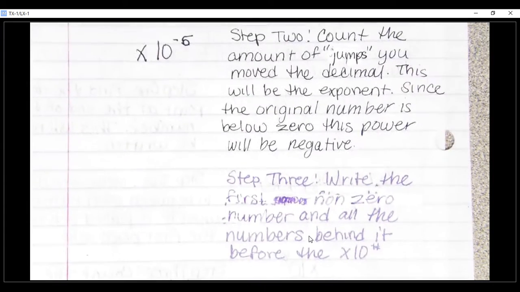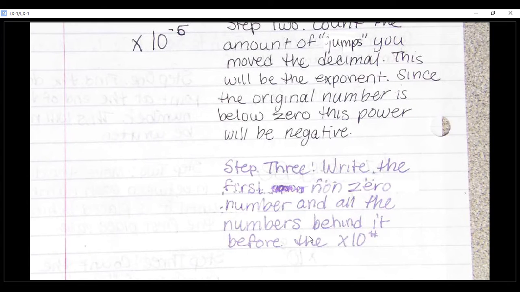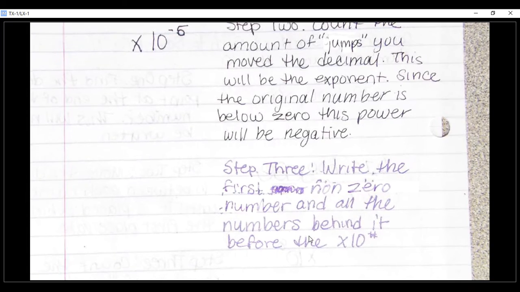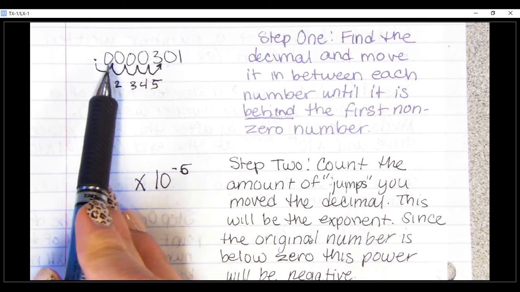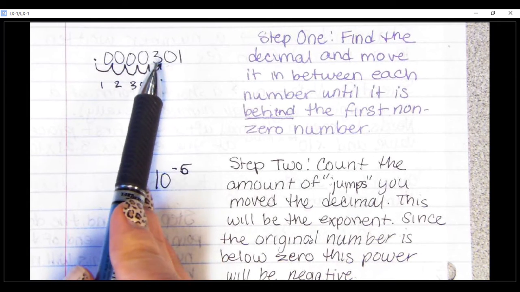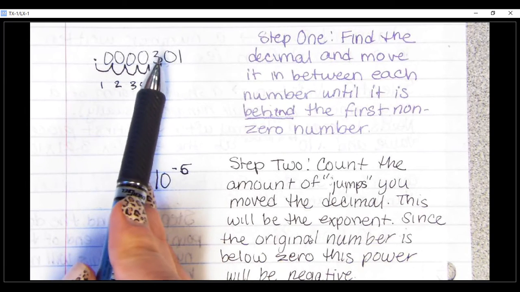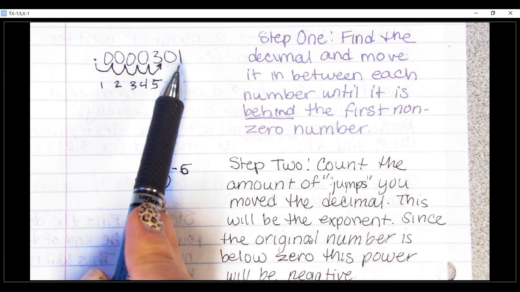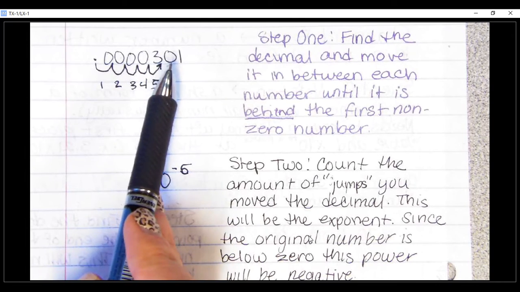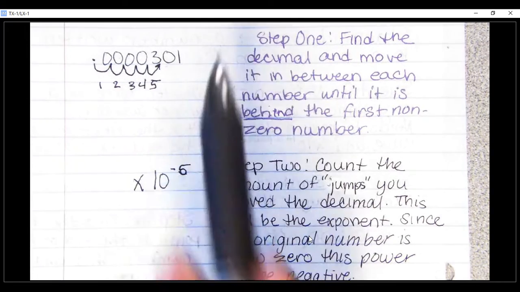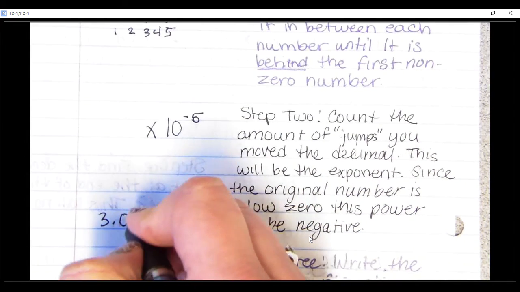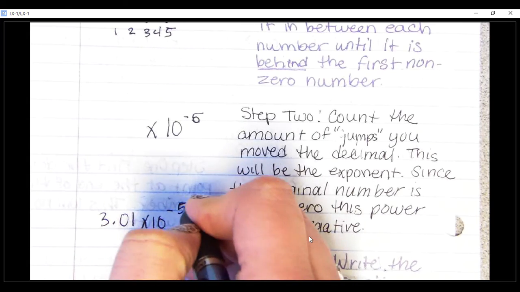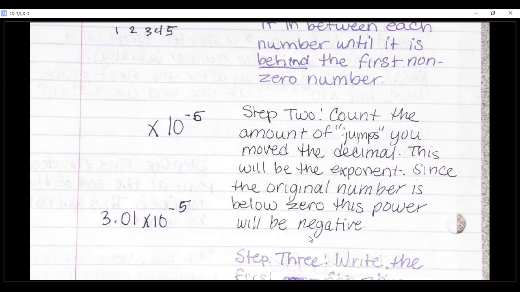And we got one more step to go, and it says write the first non-zero number and all the numbers behind it before the times 10 to some power. So this one's a little different because all the zeros are in front. We want to avoid writing them. So we're going to find that first whole number that's not 0, which in this case is 3. And we're going to write everything after because every number after is going to be important and we need to represent that. So our number is going to be 3.01 times 10 to the -5th power, and that is our number in scientific notation.